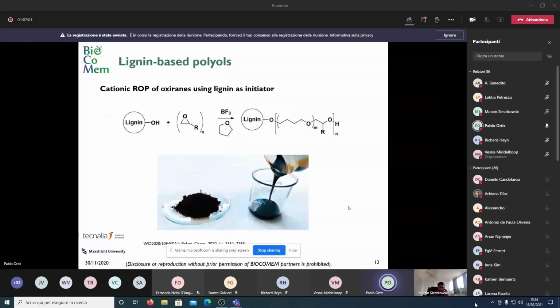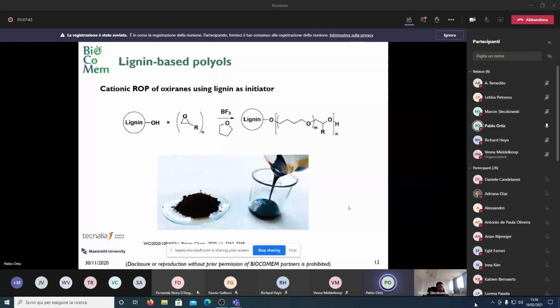Now, to overcome these limitations, we have developed a cationic ring opening polymerization of lignin with different types of oxides: ethylene oxide, propylene oxide, butylene oxide. This process benefits from running at room temperature, as compared with high temperature, also at atmospheric pressure, and it gives product with a very low amount of side reactions, more than 95% of the desired product, and also no bad odor.